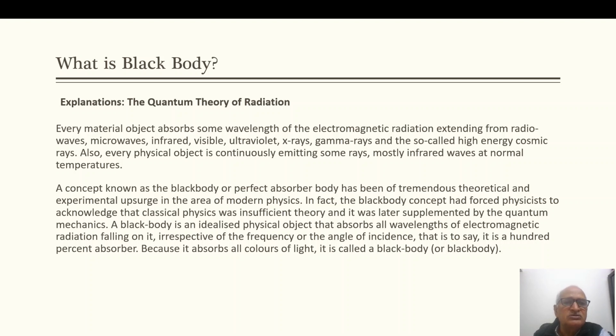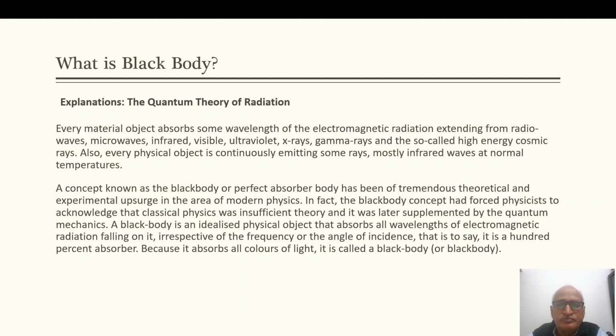Every material object absorbs some wavelength of the electromagnetic radiation, which extends from radio waves, microwaves, infrared waves, visible rays, ultraviolet rays, X-rays, gamma rays, and the so-called high energy cosmic rays. Also, every physical object is continuously emitting some rays, mostly infrared waves at normal temperatures. The concept known as black body or perfect absorber body has been of tremendous theoretical and experimental upsurge in the area of modern physics.